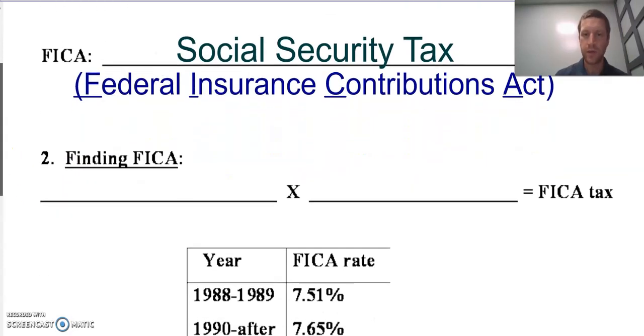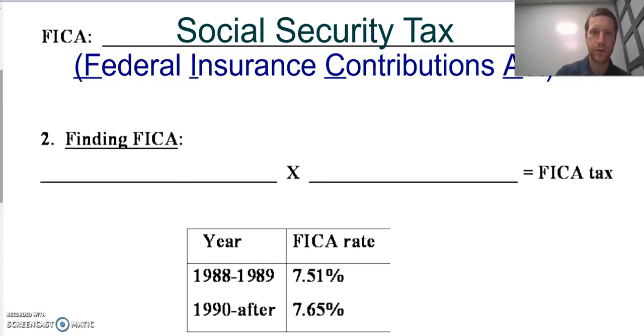Your notes look a little bit different than mine. I believe we're just going to use... these are really old notes. I think this is ignored. We're going to use the 7.65% for 1990 and after.